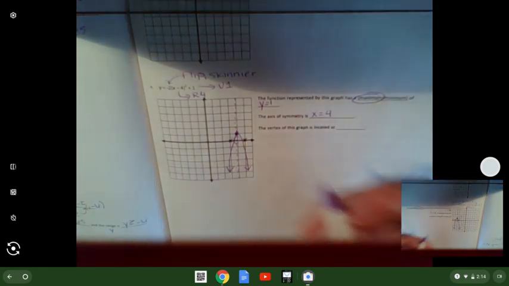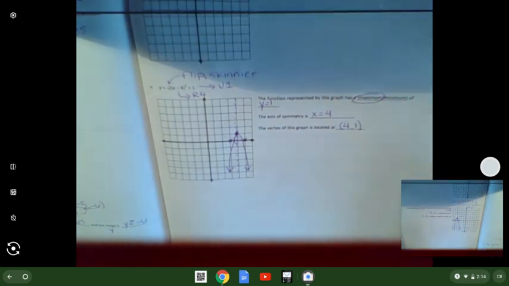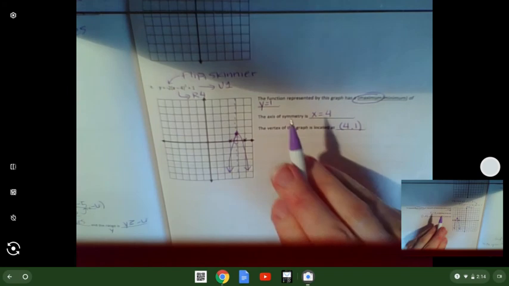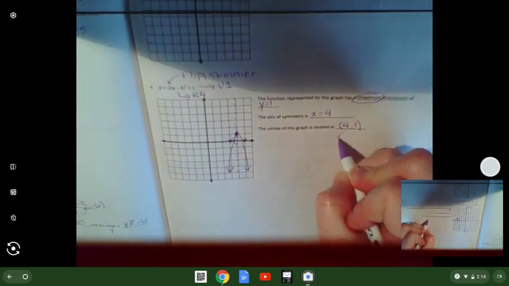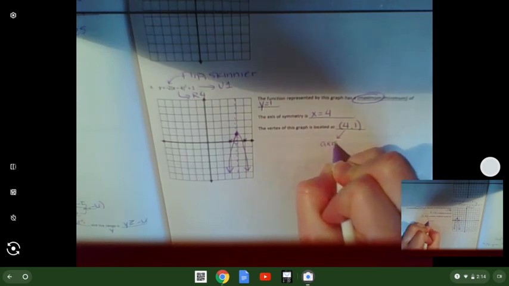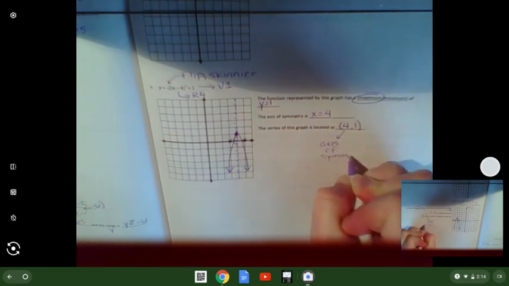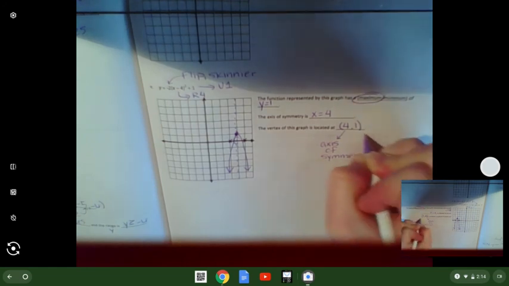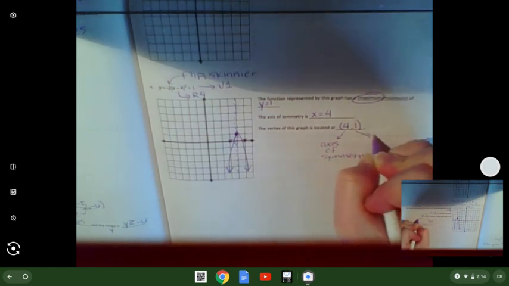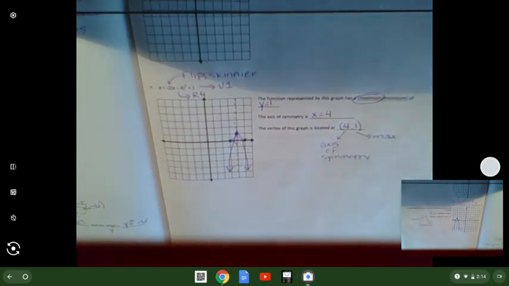And now the vertex of the graph is 4 over 1 up. Now take a look at that. No coincidence here. That x value, yes, this is part of my vertex, but it also happens to represent my axis of symmetry. And that y value happens to represent my, in this case, maximum. If my graph had a minimum, that y value would represent my minimum. It's always going to represent your max or min.